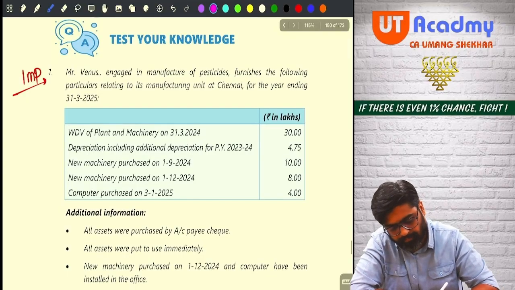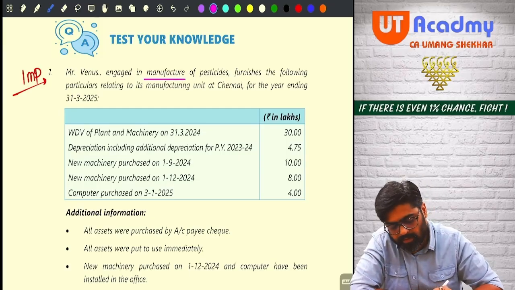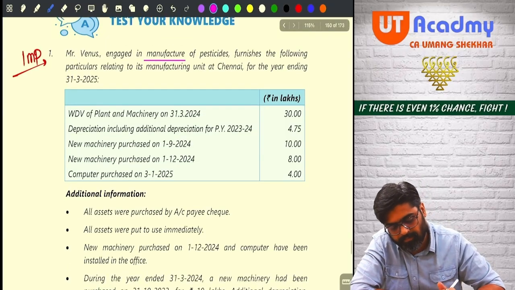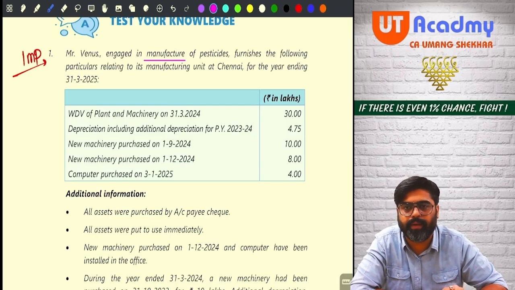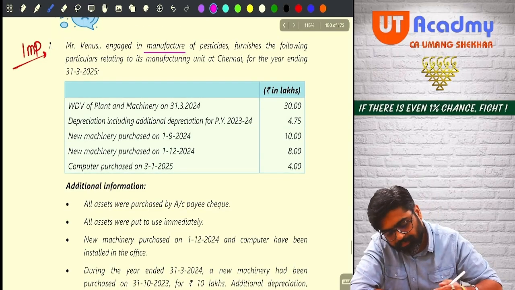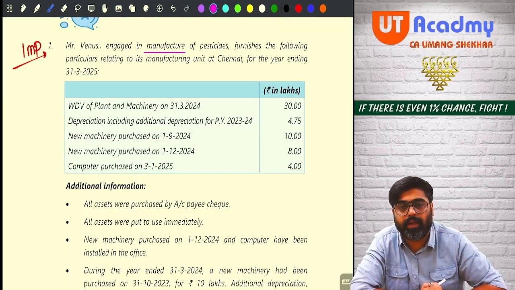Mr. Venus, engaged in manufacture of pesticides, furnishes the following particulars relating to its manufacturing unit at Chennai for the year ended 31st March 2025. Okay. Plant and machinery WDV is given as 30 lakhs.